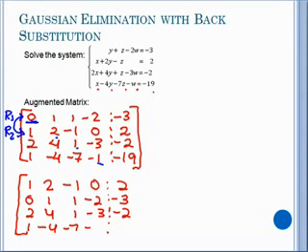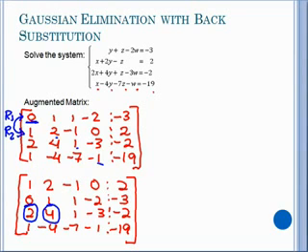This should be somewhat of a review from Algebra 2. Okay, next step, if we look down, second row we're okay. We've got a 0 here and a 1 here. But if we go down to our third row, we've got this 2 and this 4 that we're going to have to take care of.